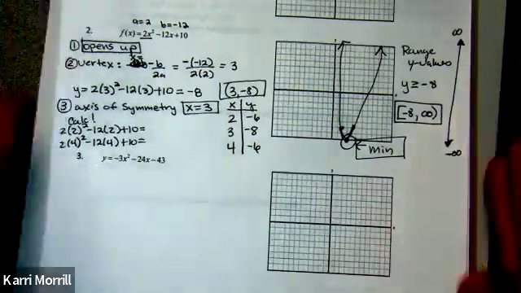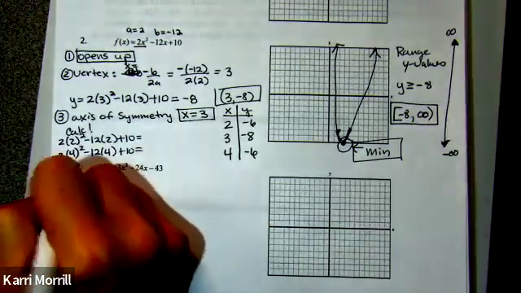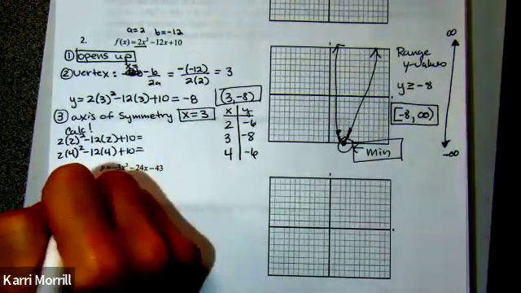Doing number 3. So number 3, your first term is negative, so this opens down.